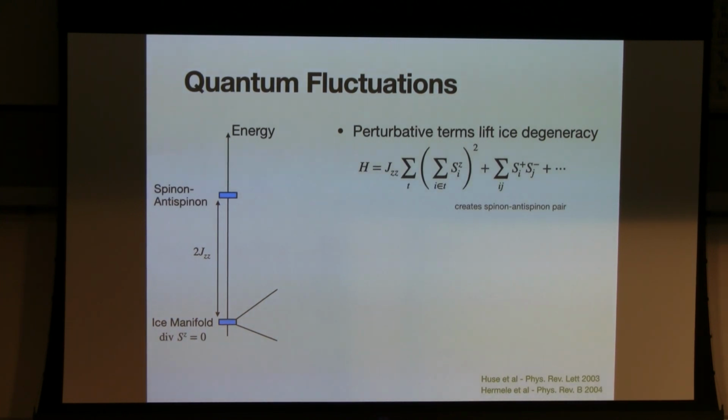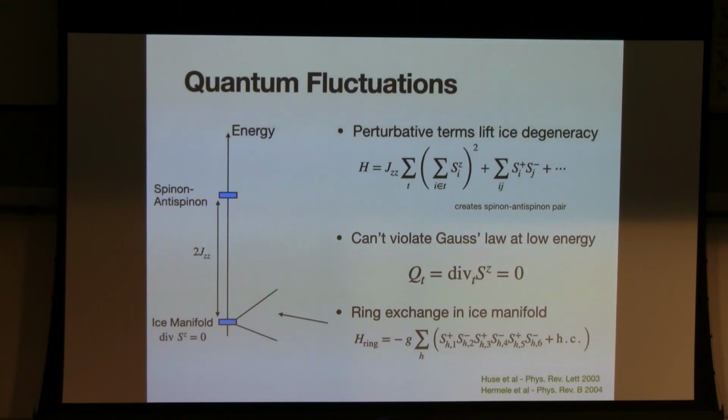So, on the other hand, I can't violate this Gauss law at low energy, because all the low energy states, which are separated by this gap, satisfy it, right? So the leading thing that can happen as an effective Hamiltonian projected into this ground state manifold here turns out to be this ring exchange term. Now, why is that? Pretty simple geometry.